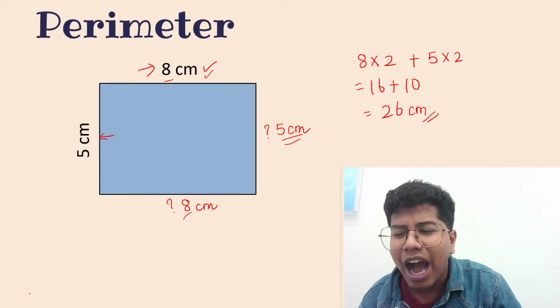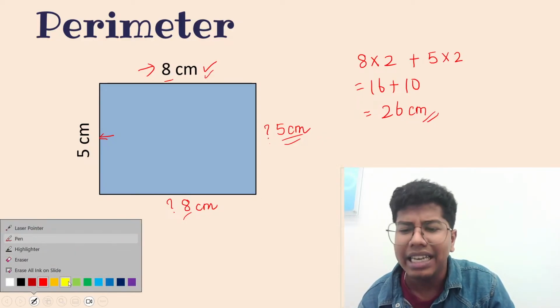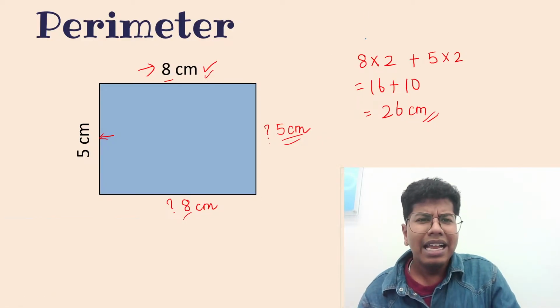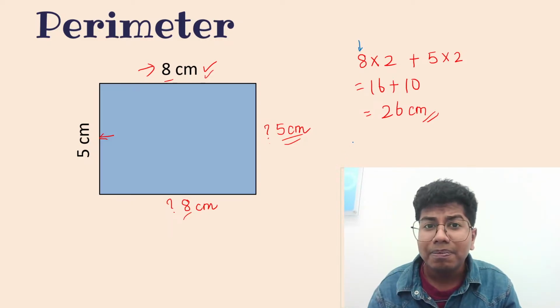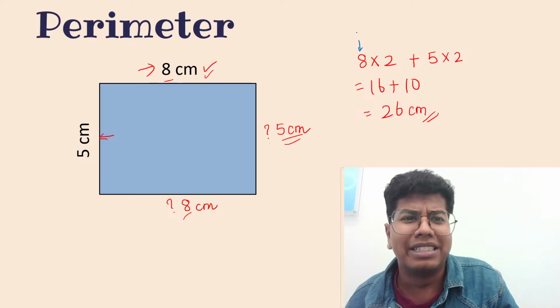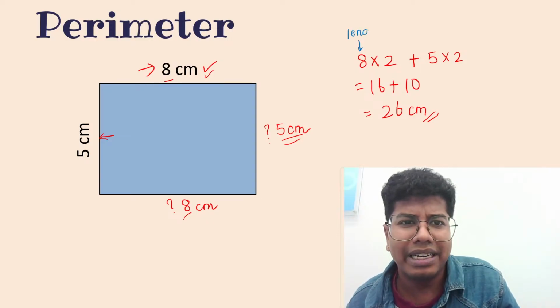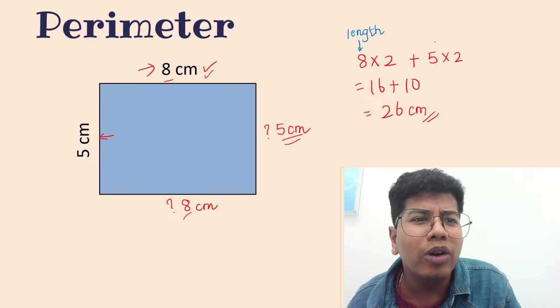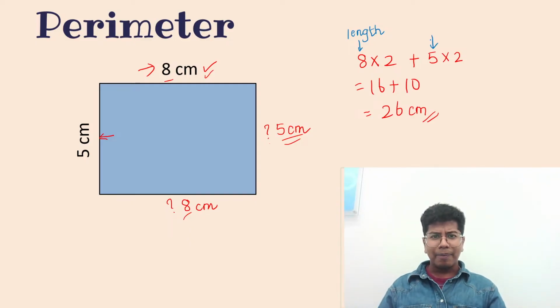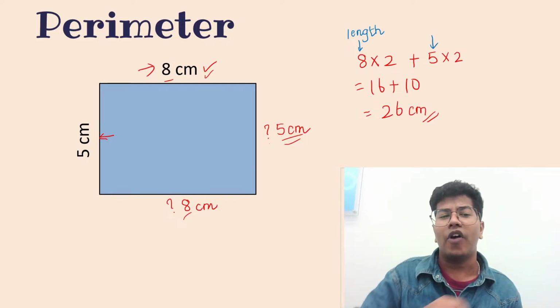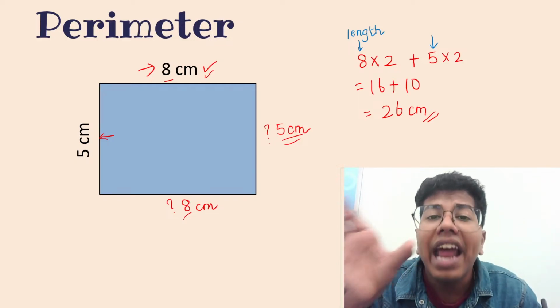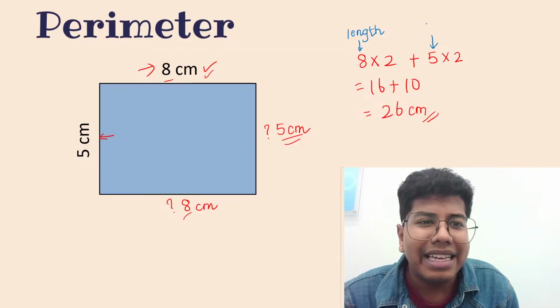So let's see how we can calculate this part directly. Let me change the color of the pen. Let's say this 8. What does 8 represent? The length or the width? Perfect. The 8 represents the length. So it's nothing but length. What about this 5? What does this represent? Perfect. You can call it width. Or there is another word for it, that is called breadth. So this is nothing but breadth.